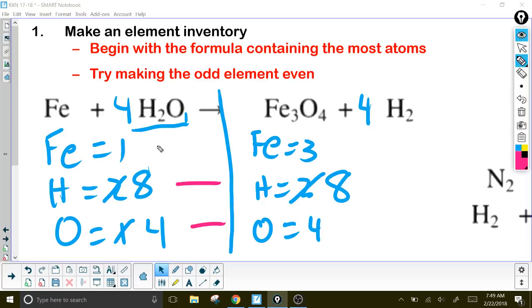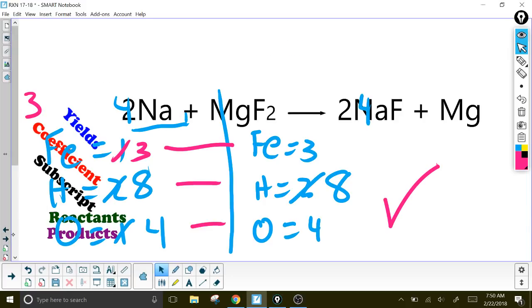And now last, our Fe, because it's by itself, whatever number we need, we can do it. 3 times 1 is 3. And now we're 3 to 3, 8 to 8, 4 to 4. Check. Okay, you've got some practice problems to do now. I'm going to show you that worksheet, and then you're going to work on those.